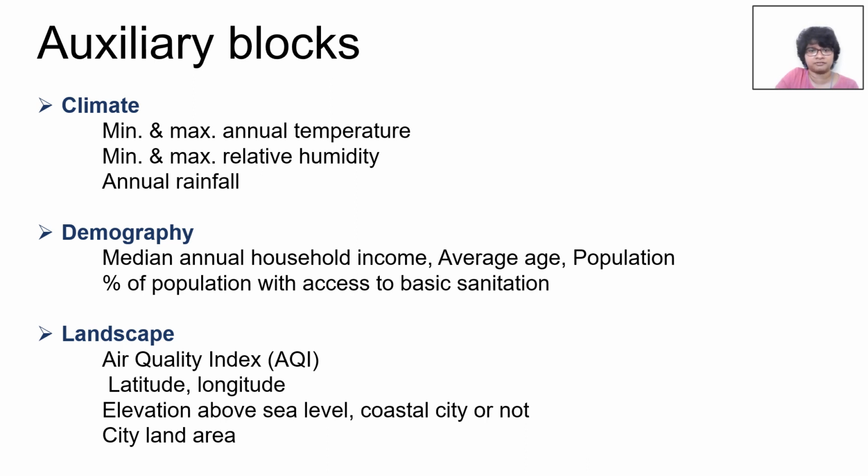We also have variables on demography that include median annual household income, average age, population, and percentage of population with access to basic sanitation. And the landscape variables include those on air quality index or AQI, latitude, longitude, elevation above sea level, whether the city is a coastal city or not, and city land area. These were collected from various public databases from several national organizations.